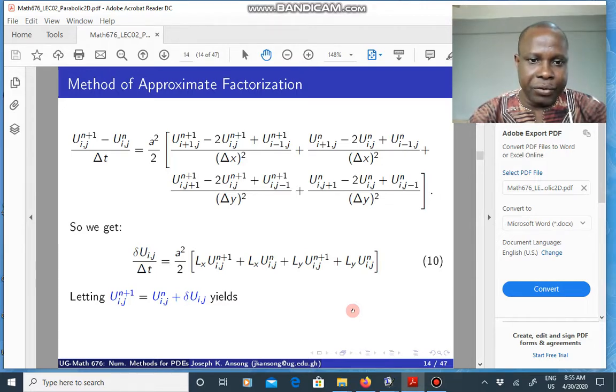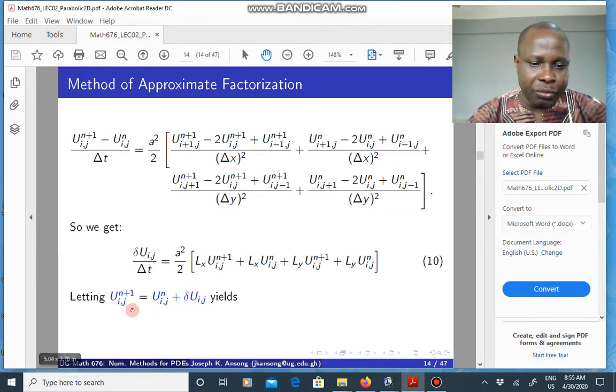So if you apply the operators to the scheme, I have just rewritten the scheme here. Then of course, as I said, this is Lx u to the n plus 1, Lx u to the n. That's this. This is Ly u to the n plus 1, Ly u to the n. And the top here is just delta Uij. So this is the same as that using the operators.